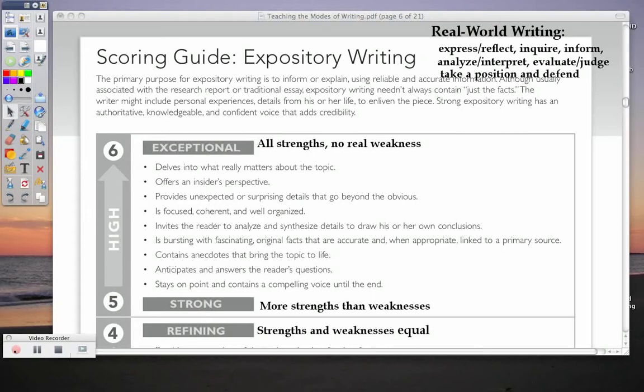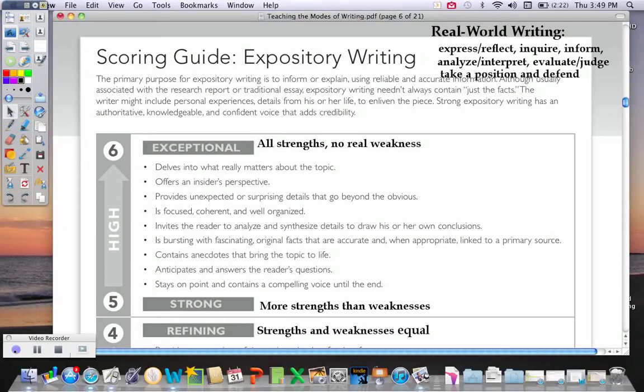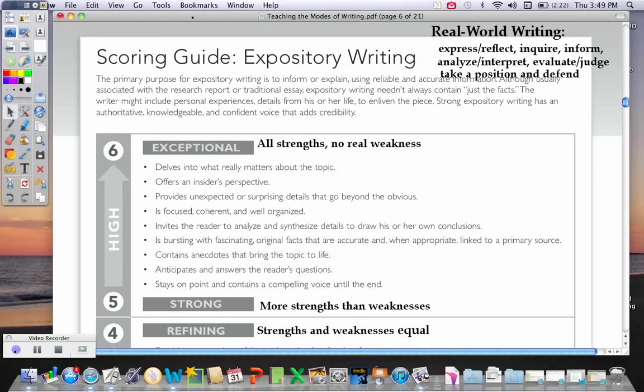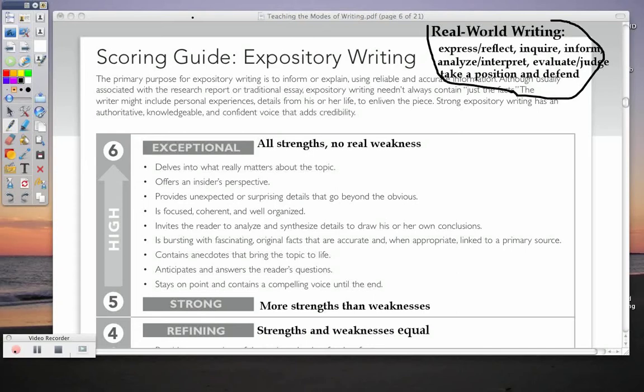Expository writing is any of the real-world writing that was on that chart that you glued into your notebook last class. Real-world writing includes, it's up in the left-hand corner, writing to express and reflect, writing to analyze, to inquire, to inform, to interpret, to evaluate and judge, to take a position and defend it. This is the kind of writing that we're talking about with this rubric.